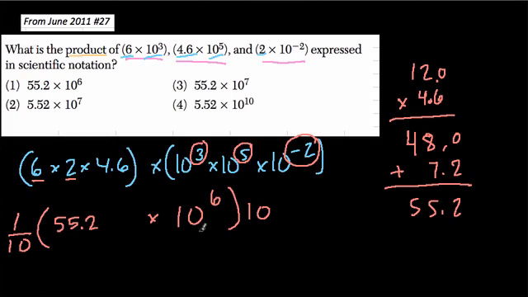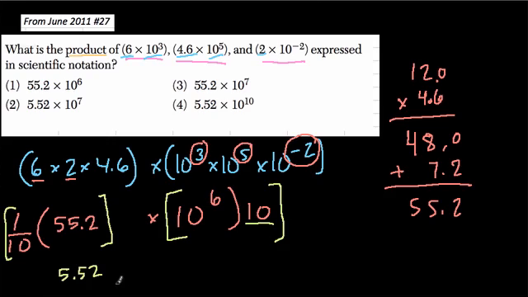Divide and multiply. So again, I'm multiplying everything so I can regroup. So I think of these two first. A tenth of 55.2 is 5.52. Just move that decimal to the left. And here, 10 times 10 to the sixth is 10 to the seventh. And we have our answer.